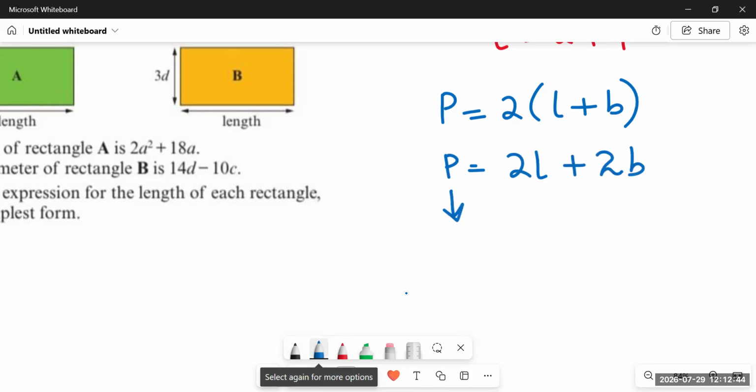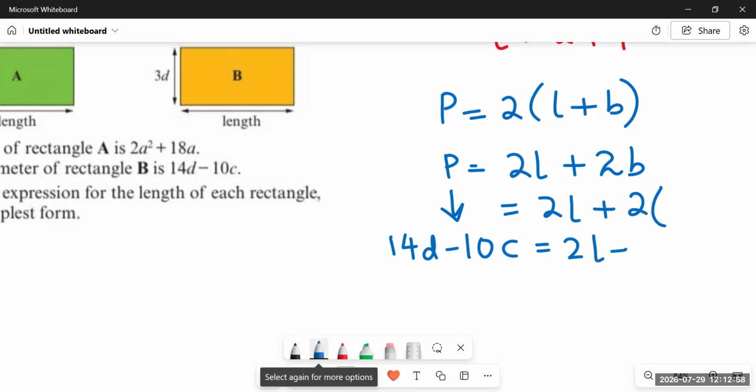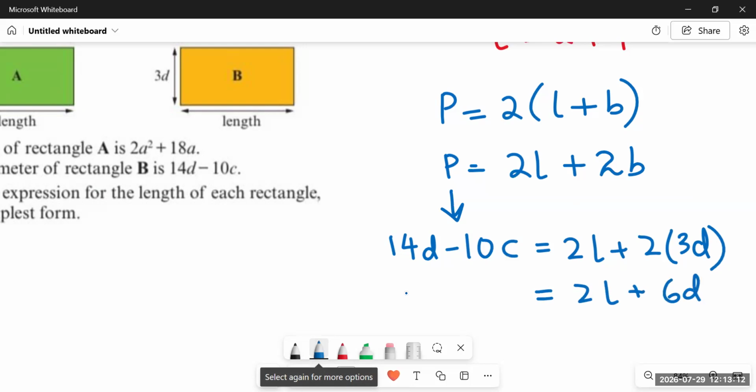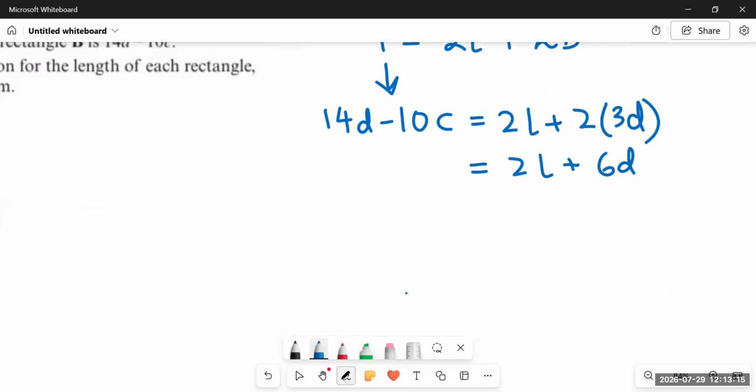Now what we will do, we will write down the perimeter, which is 14d minus 10c, equal to 2 length plus 2 breadth. Breadth is given as 3d. So we can write it like this, 2 length plus 2 into 3d. So here we are going to get 2L plus 6D. Okay, but let's not do it like this. Let's make it simple. We have the perimeter. Let's factorize it and see what answer we are getting.